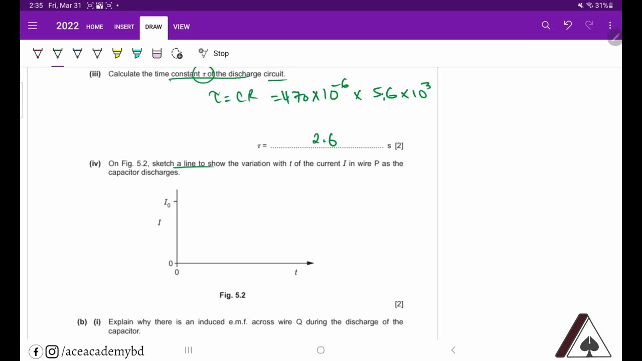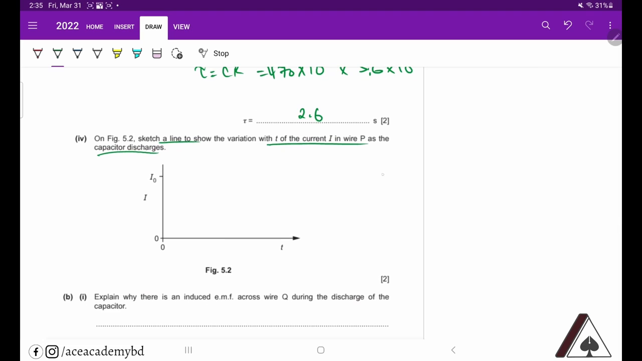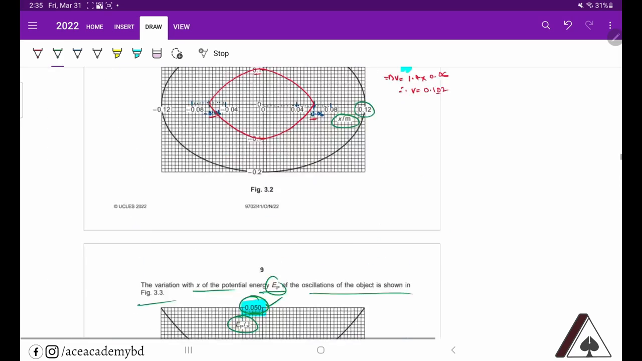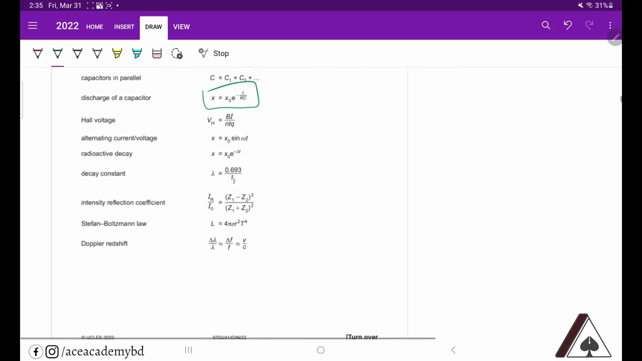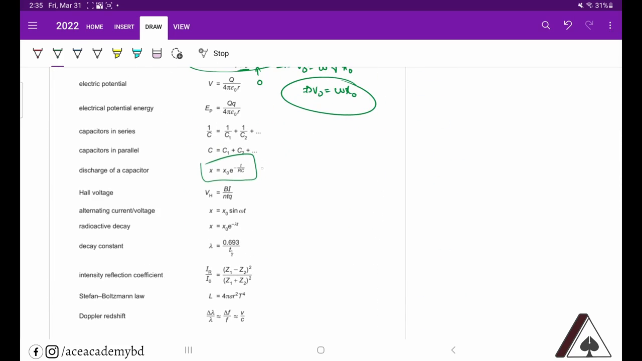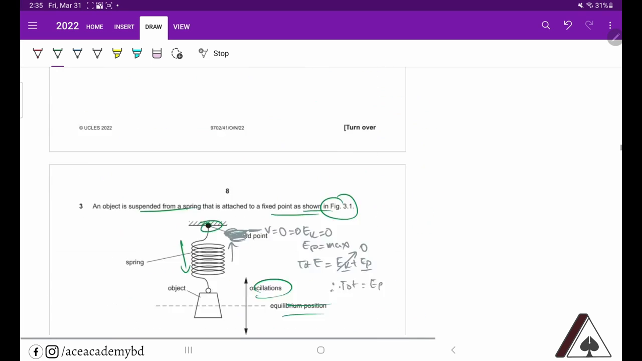So the next part asks us to sketch a line to show the variation with t of current I in wire B as a capacitor discharges. So we know that there is an equation for the discharge of the capacitor, which is x equals x naught e to the power minus t by RC. You can find this equation on the first page of your question paper. So if you look here, here's the equation: x equals x naught e to the power minus t by RC.